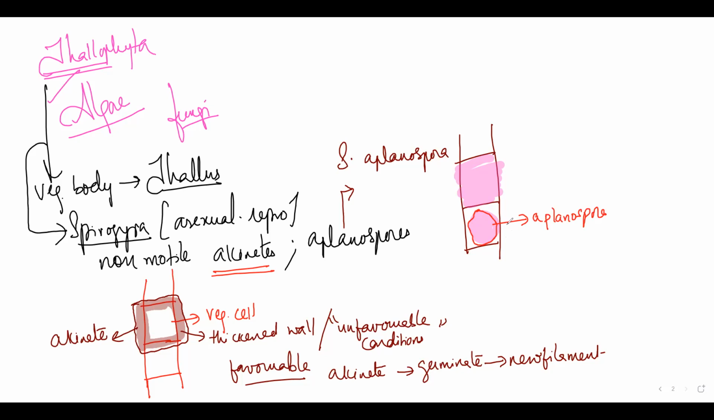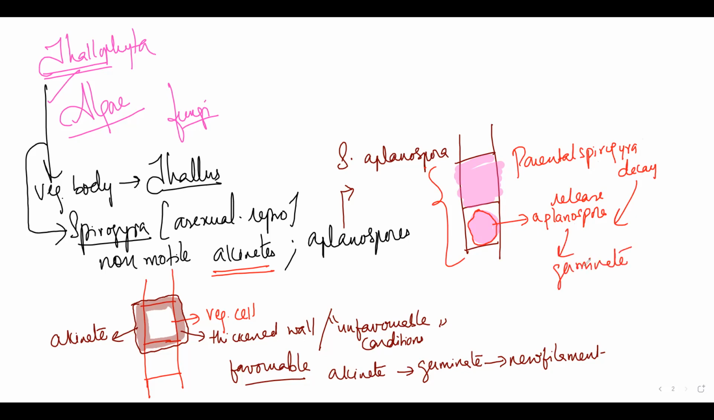And the aplanospore is going to get released. When is that? When this parental Spirogyra is going to decay, then your parental cell is going to release this aplanospore out. And now this aplanospore is going to germinate and produce again a new filament. This is how they are going to reproduce. There is no involvement of the sexes, so we are calling it purely asexual reproduction.